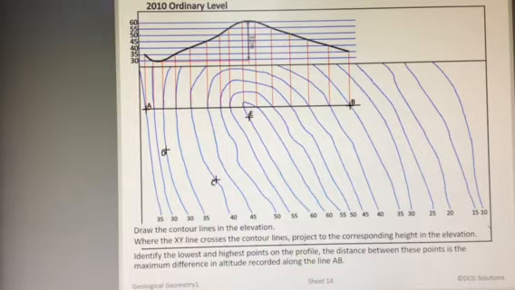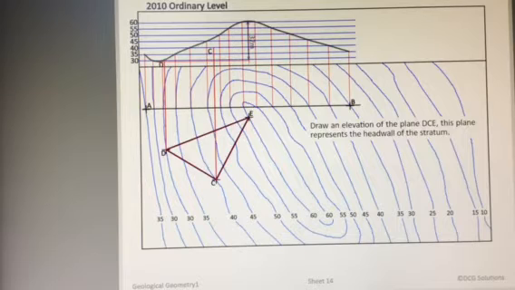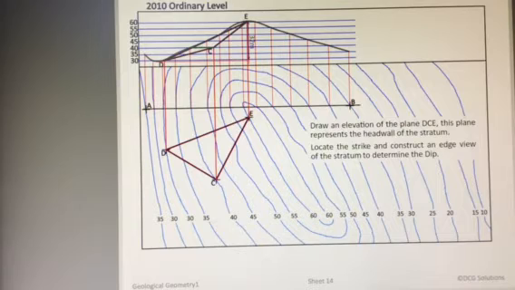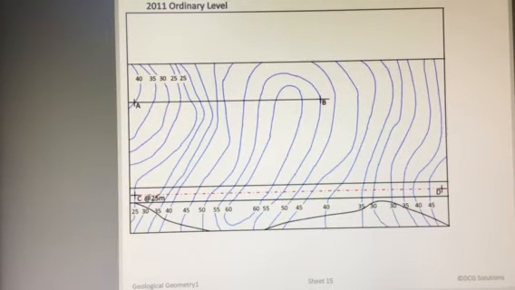Then C, D and E are outcrop points on the surface of a stratum of ore. Determine the strike and dip of the stratum. So again, should be fairly basic. Bring up your lines, join your points first. Draw the elevation plane DCE. This plane represents the head wall of the stratum. Locate the strike and construct an edge view. So again, strike, and your dip.